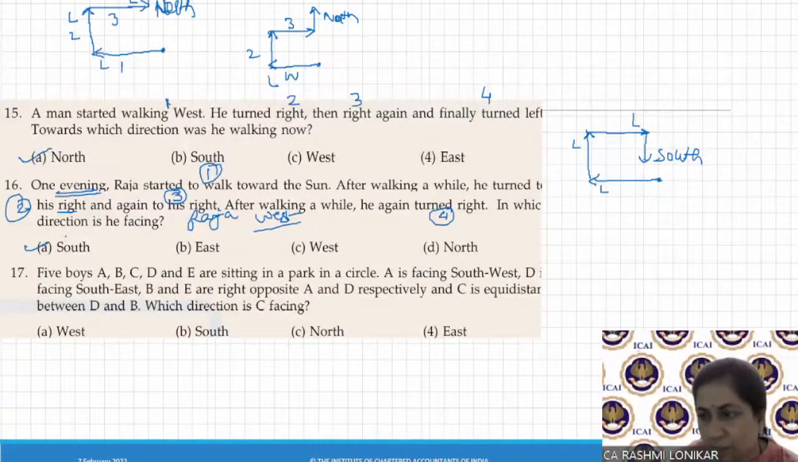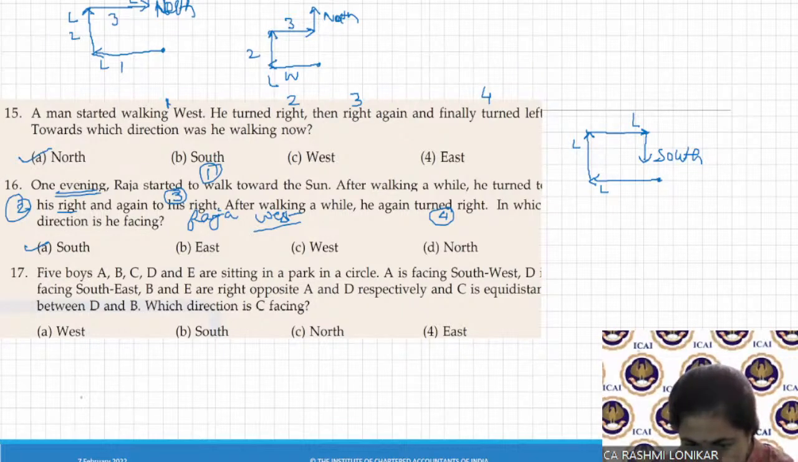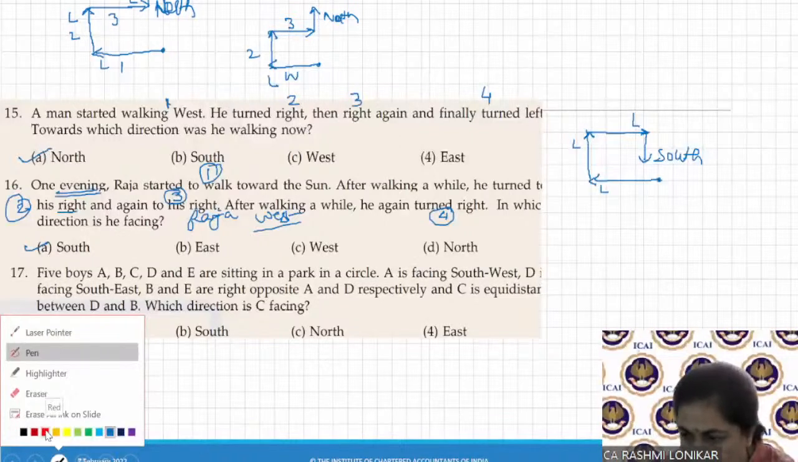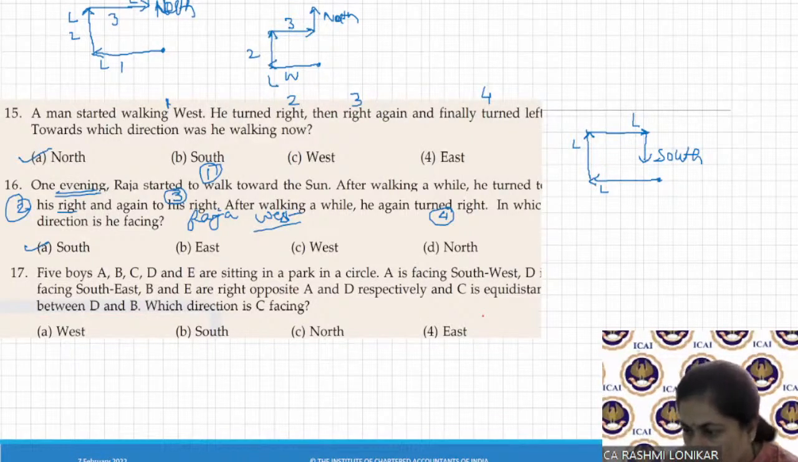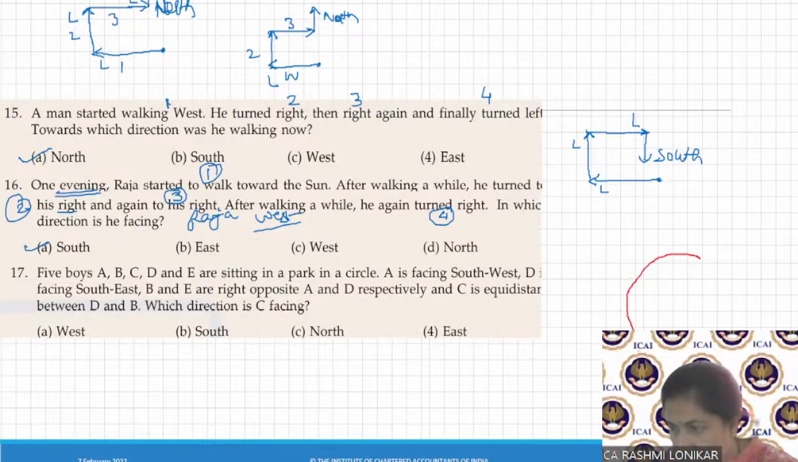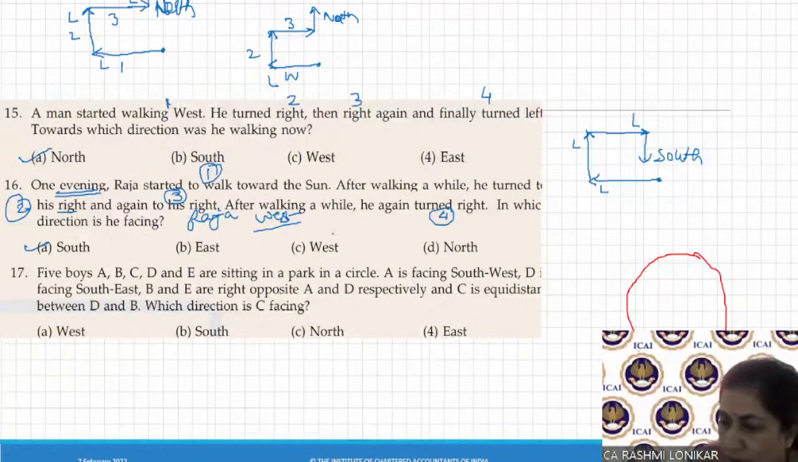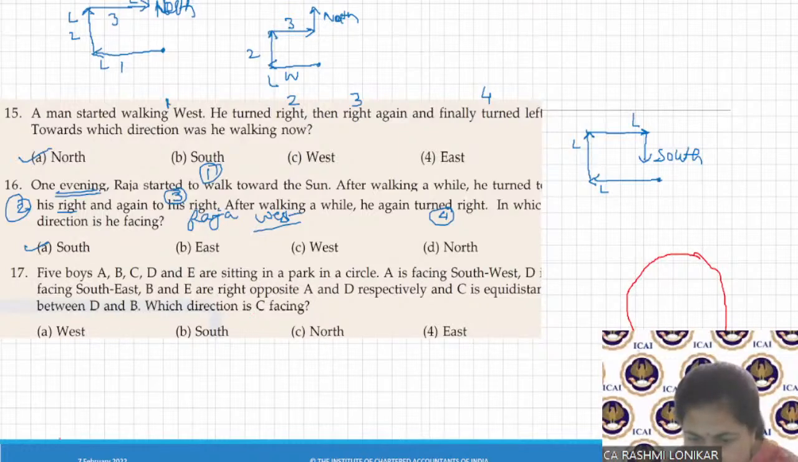Now this is a very important and very interesting question. Just let me first change the color. Okay, they are saying 5 boys A, B, C, D, E are sitting in a park in a circle. Okay, so this is the circle. Okay, I'll draw a bigger circle.